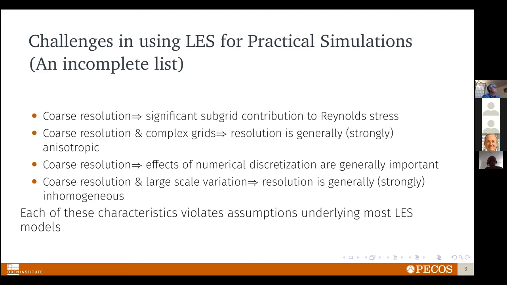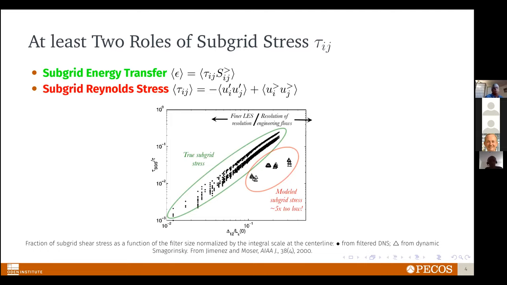Finally, because we generally have large variations in scale of the largest scales, our resolution is going to be strongly inhomogeneous, and we're going to need to deal with the resulting so-called commutation error that has usually been ignored. So each of these violates the assumptions underlying most of our LES modeling, and so we want to explore how we can address them in the talk today. I'm just going to go through them one at a time, in order.